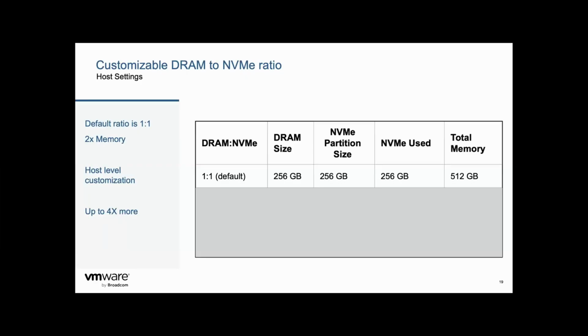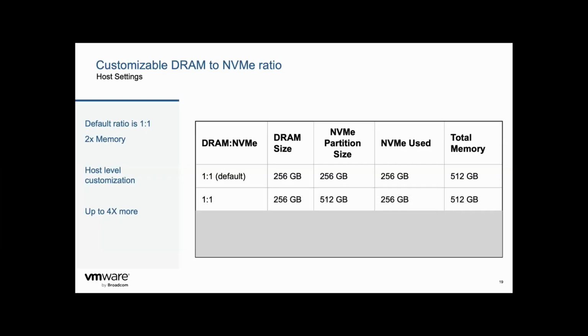So a host, as we can see in this example, a host with 256 gigabytes of DRAM. Let's say you bought a device that is the same size, right? And you're going to end up using all of it for NVMe memory tiering based on the ratio. You end up with half a terabyte of memory total for the VMs.